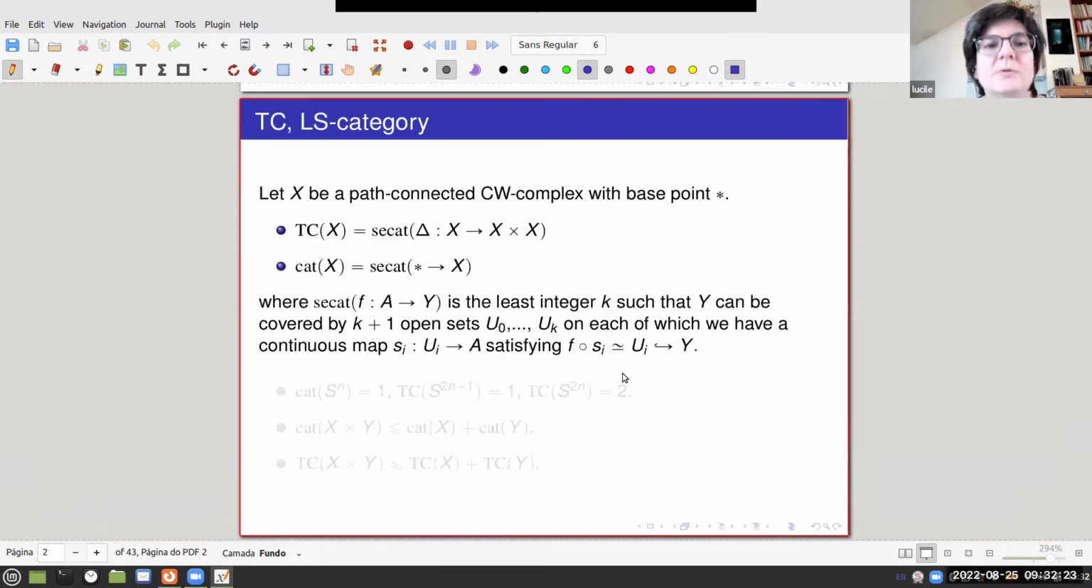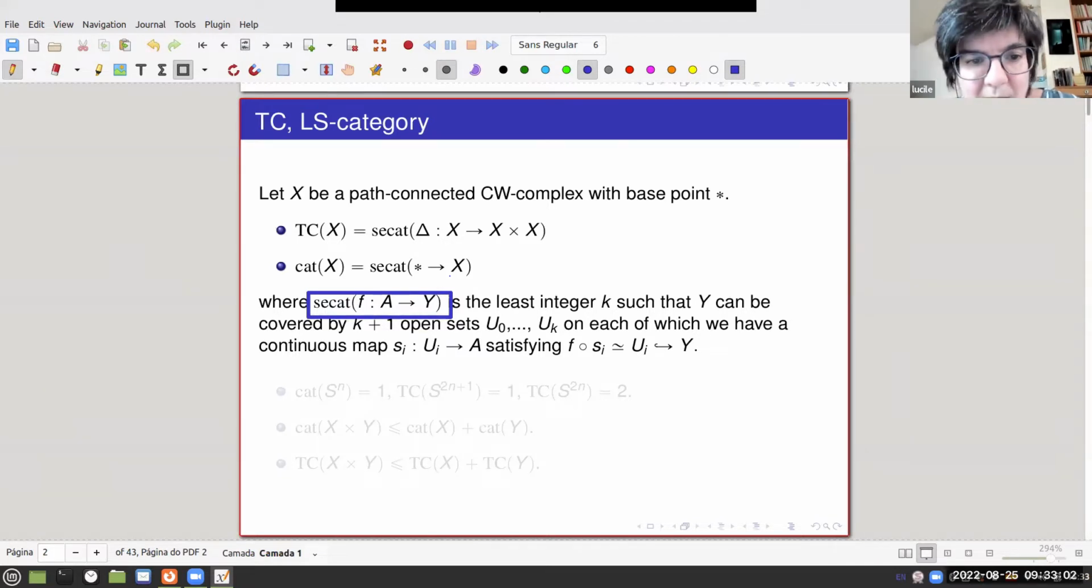So first, let me recall that we can see the topological complexity and the category of a space X, say a path connected CW complex with a base point, as a sectional category of a certain map. For the topological complexity, this is the sectional category of the diagonal map, and for the category, the sectional category of the inclusion of the base point, where here the sectional category is to be understood in an extended sense, I mean for any map.